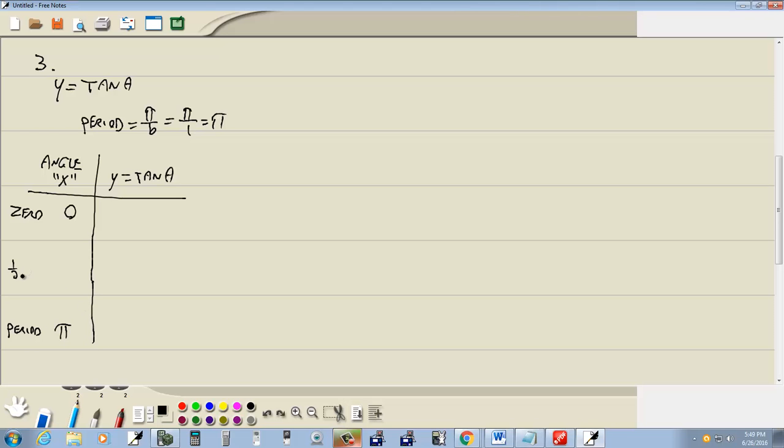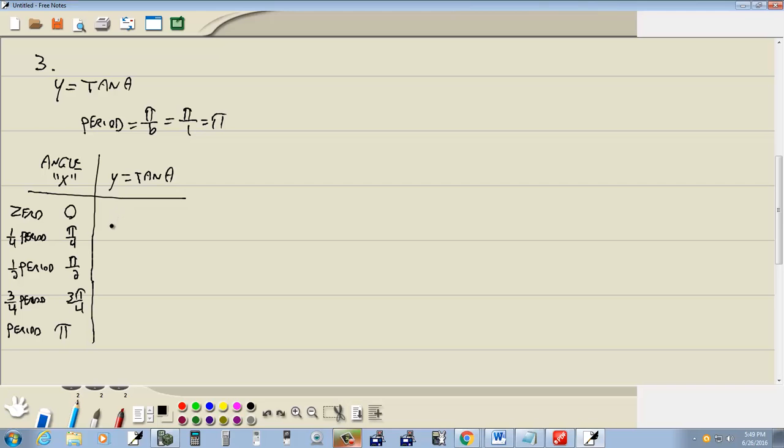Exactly in the middle will be 1/2 times our period, which would be 1/2 times pi, or pi over 2. Here will be 1/4 of our period, which will be 1/4 times pi, or pi over 4. And this will be 3/4 of our period. So we got 3/4 times pi, or 3 pi over 4.